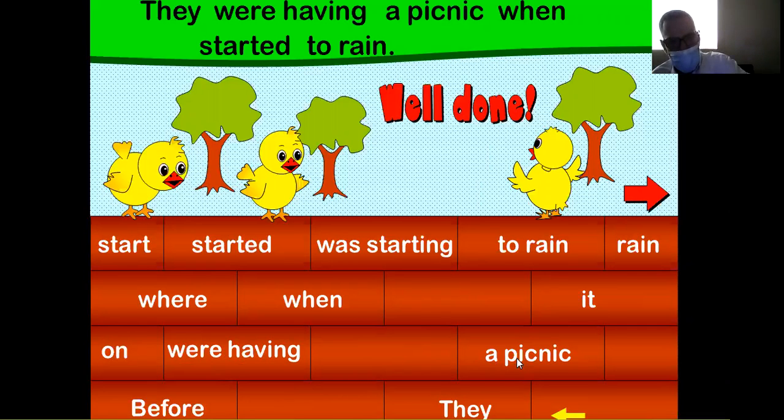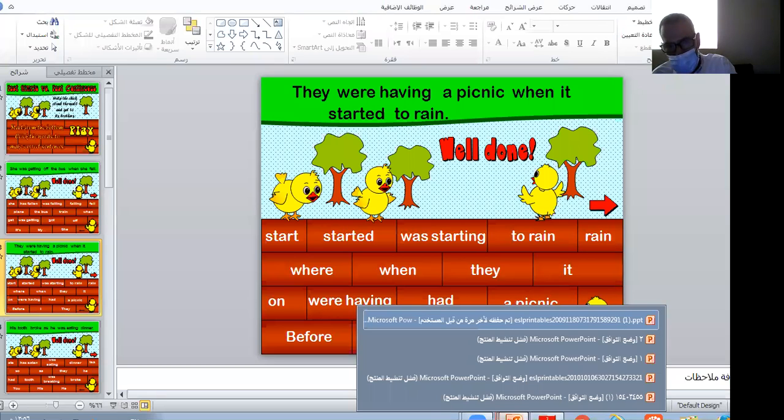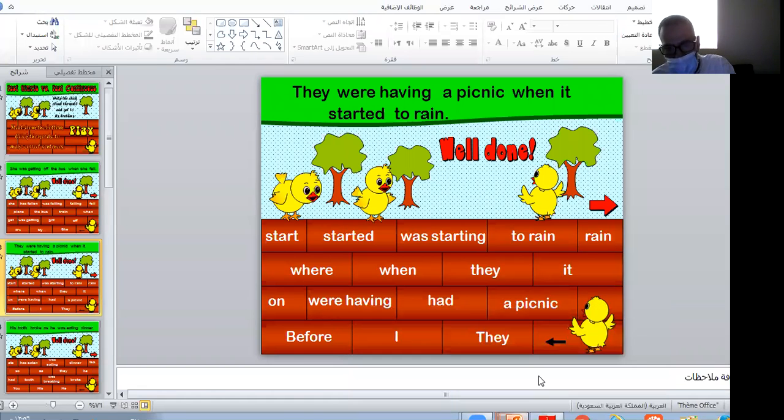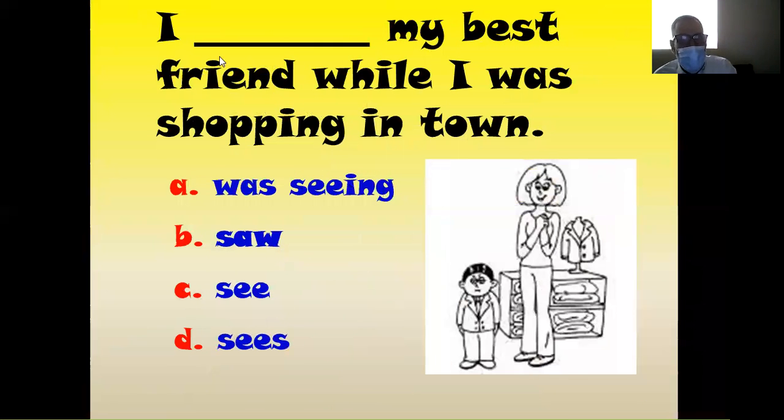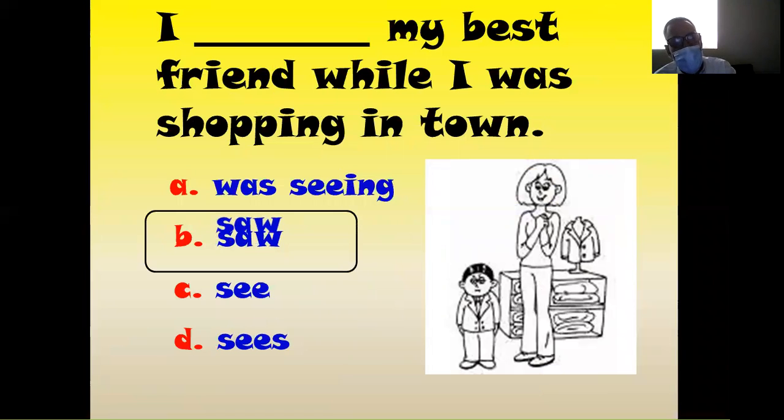Okay, I think that's enough from this. We are going to finalize by doing this exercise just to check understanding. My best friend, while I was shopping in the town, I was seeing, I saw, I see, I sees. Which one? I saw, okay, I saw, because here is past simple. I saw my best friend. Here is while. After while comes a long action. While I was shopping in the town.